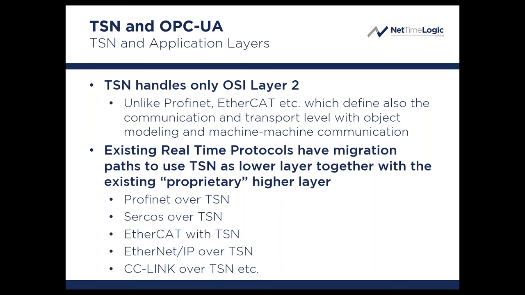So basically what we have is a scheme like Profinet over TSN, Sercos over TSN, EtherCAT with TSN, Ethernet/IP over TSN, or CC-Link over TSN. So basically replacing the layer 2 part and keeping the higher level application part and APIs that they already have.